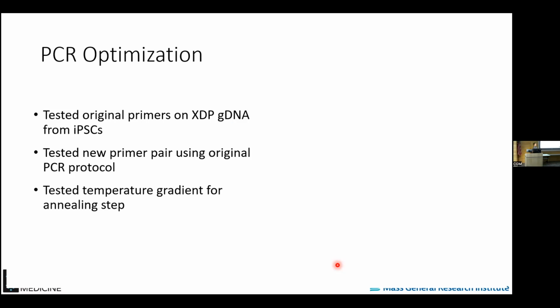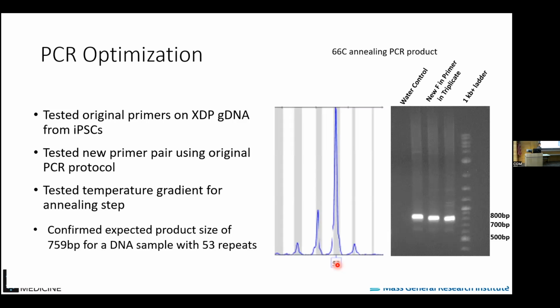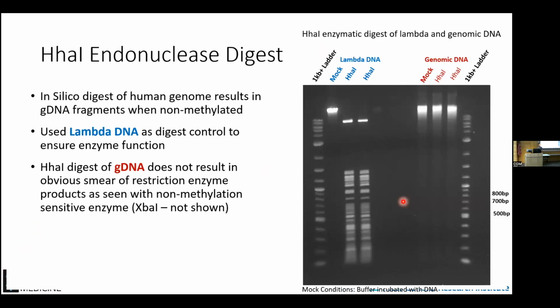And then I tested a temperature gradient, because that was close, but it wasn't quite right. What we got is 66 degrees to be pretty perfect for the annealing temperature. I could confirm this by comparing an ABI sequence, as I showed you earlier, where we have this modal allele of 53, and comparing that to an agarose gel. The sequence that we're amplifying with 53 repeats was expected to be roughly 760 base pairs, and based on the agarose gel, we can see it's roughly there.